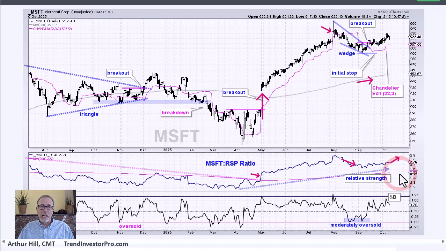So it ticks the first box, long-term uptrend and relative strength. So what's the second box? The pullback. So we get the falling wedge on the price chart. And if you look at the indicator window, percent B got to 0. It didn't go below 0. You can see it just got to 0, but it doesn't go below 0. I call that moderately oversold. Truly oversold is when you go below 0.